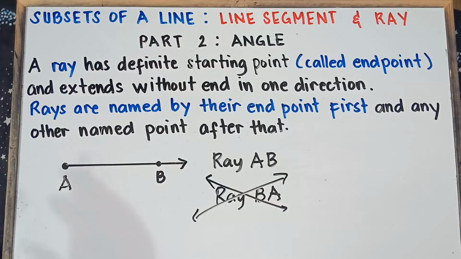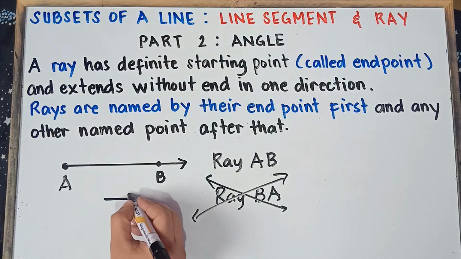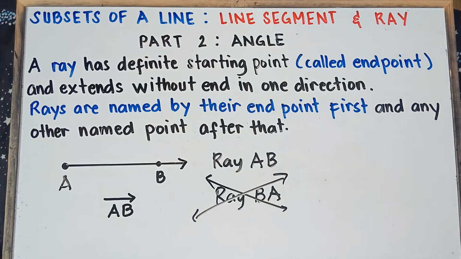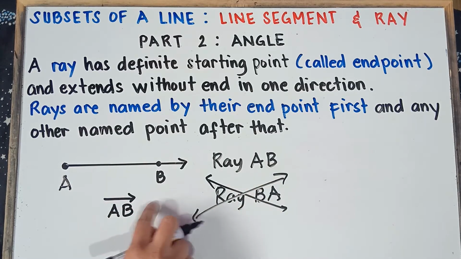The endpoint comes first. Or you can just simply use the illustration for ray. So this will be the illustration of a ray. There will be an arrow going to the right, and then copy A and then B. So you can name this ray AB. Or you can just simply use the symbol for ray going to the right.